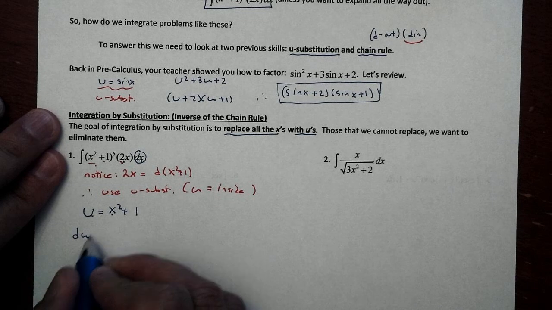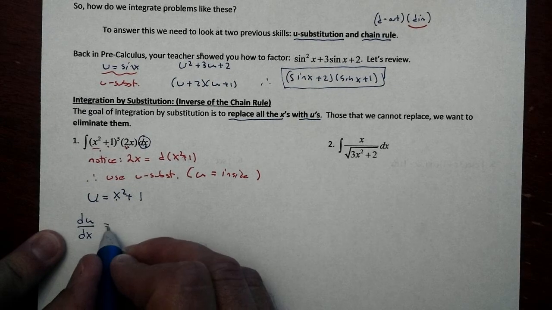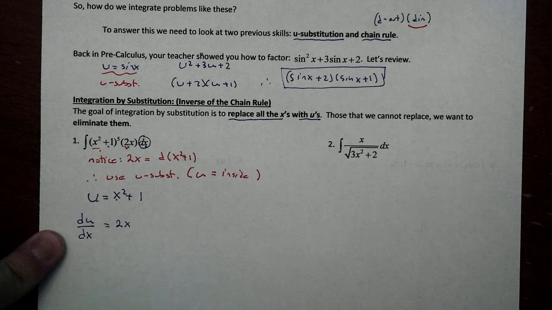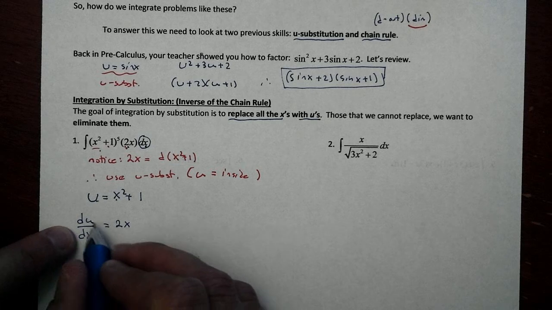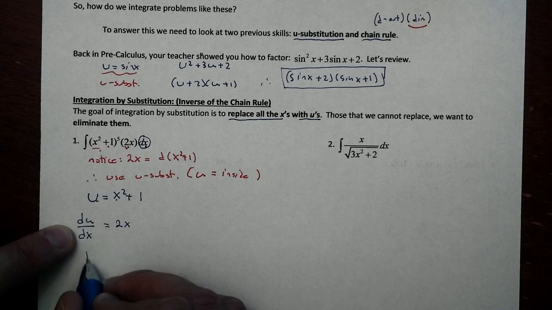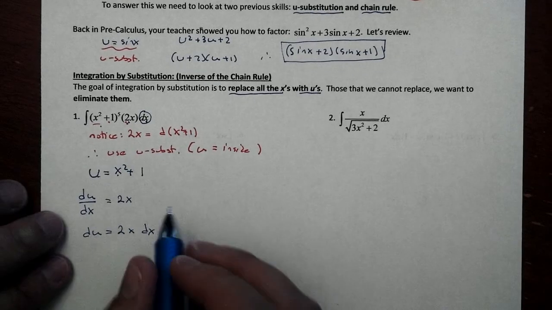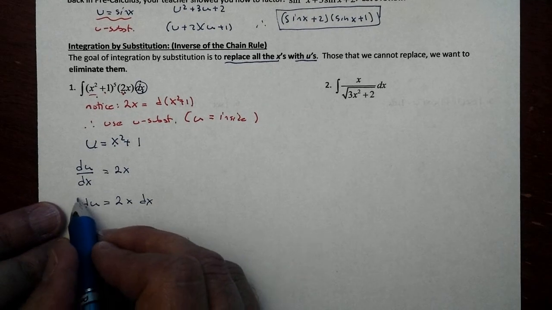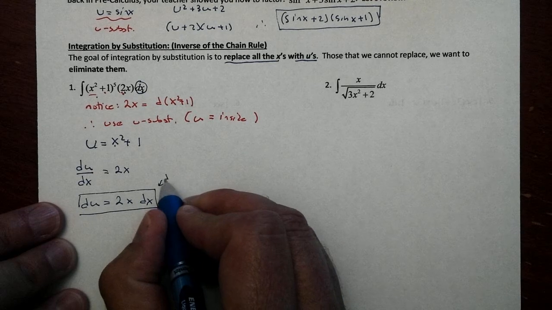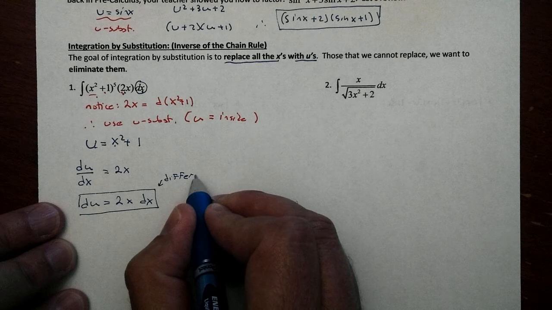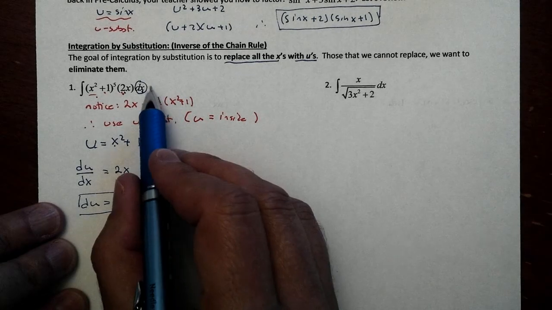Remember, u is now a function of x. du/dx, we're going to use Leibniz, would equal 2x. And just like the differentials, we want to isolate the du. So I would get du equals 2x dx. And this should look familiar to us. This is our differential right there. We solved those the other day. You might remember that. Look at another video. But that doesn't replace the dx.